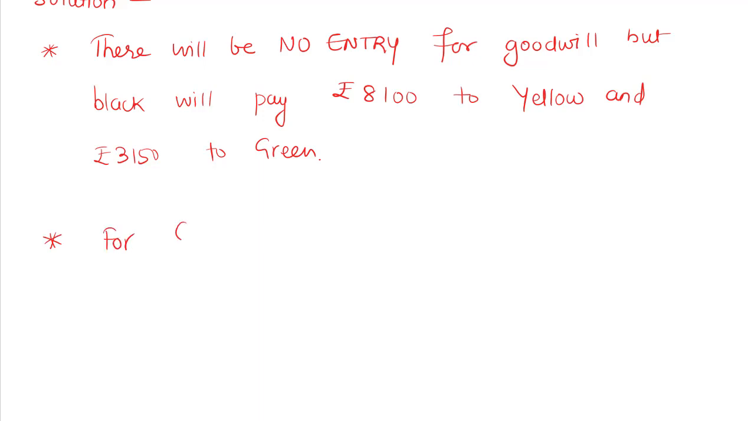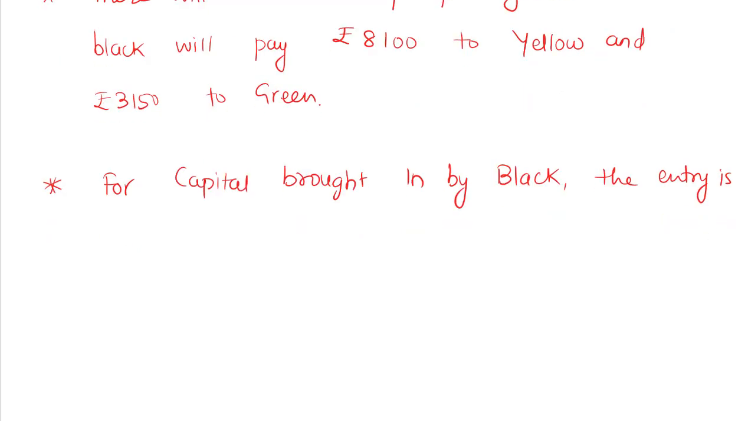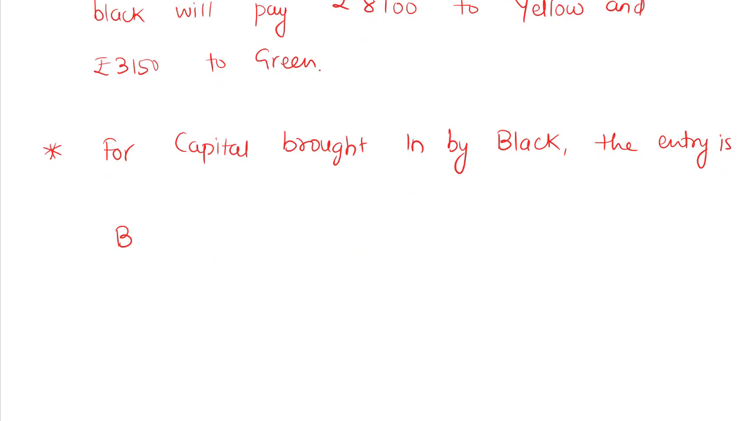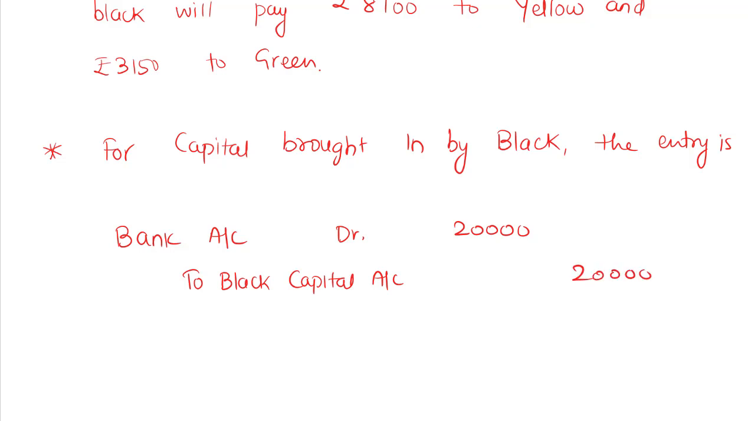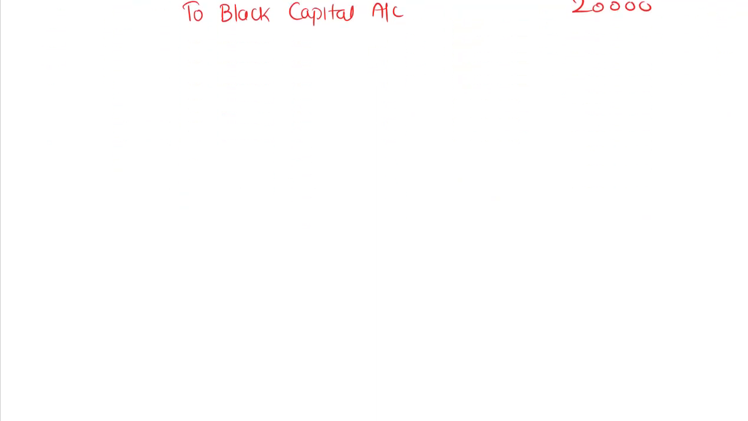Next is the capital contribution. For capital brought in by Black, the entry is bank account debit 20,000 to Black's capital account 20,000. Let's prepare a fresh balance sheet. Balance sheet.